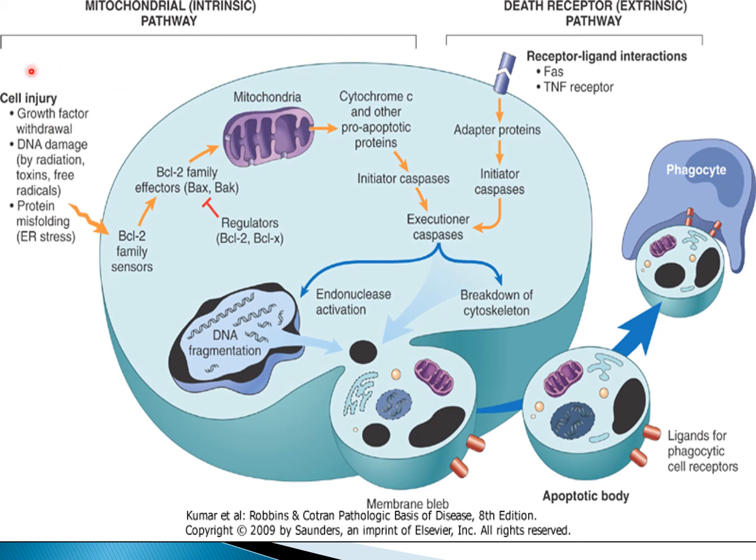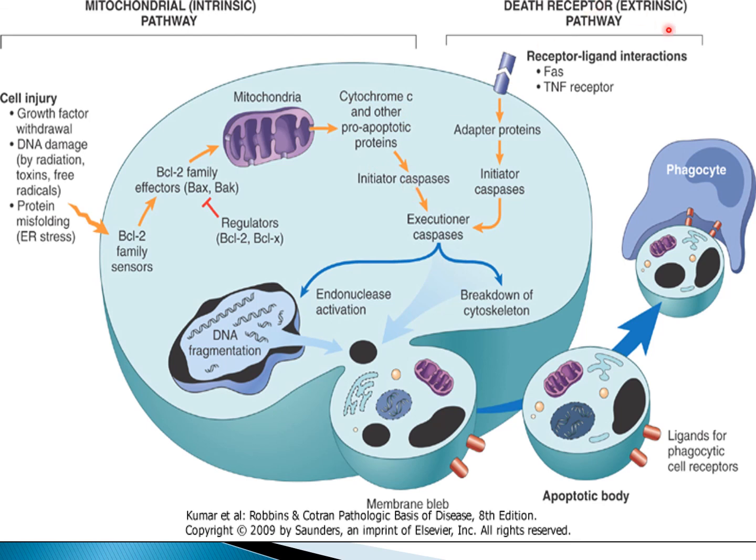So here in the mitochondrial pathway, it is activated in most of the cases of apoptosis: growth factor withdrawal, DNA damage by radiation, toxins, or free radicals, or protein misfolding that leads to endoplasmic reticulum stress. And as I said, it will activate a group of the BCL2 family of proteins. The sensors will be activated, which will lead to activation of BAX and BAK, which we call the pro-apoptotic. Activation of BAX and BAK will make holes or pores in the mitochondria and will lead to leakage of the cytochrome C to the cytoplasm that will activate caspases.